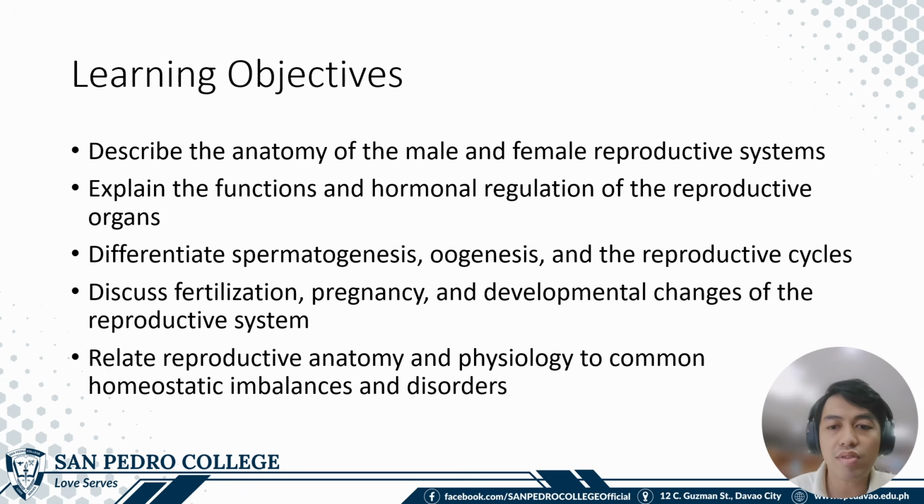For the learning objectives of this discussion, by the end of this discussion, the students are able to describe the anatomy of the male and female reproductive systems, explain the functions and hormonal regulation of the reproductive organs, differentiate spermatogenesis, oogenesis, and the reproductive cycles, discuss fertilization, pregnancy, and developmental changes of the reproductive system, and relate reproductive anatomy and physiology to common homeostatic imbalances and disorders.